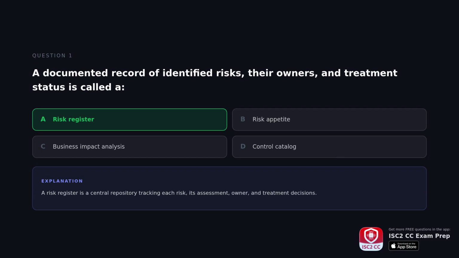The correct answer is risk register. A risk register is a central repository tracking each risk, its assessment, owner, and treatment decisions.